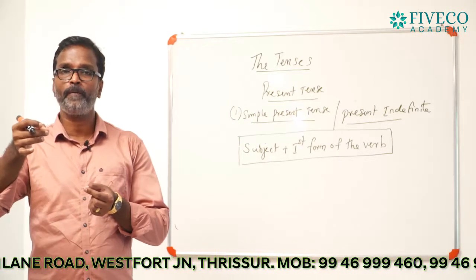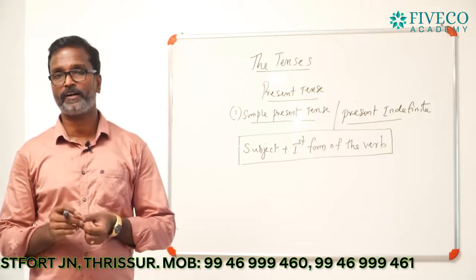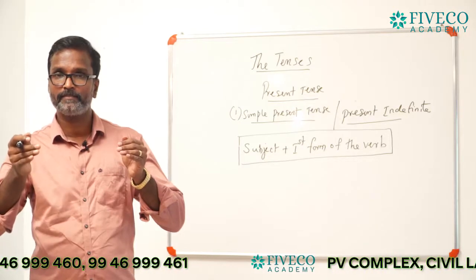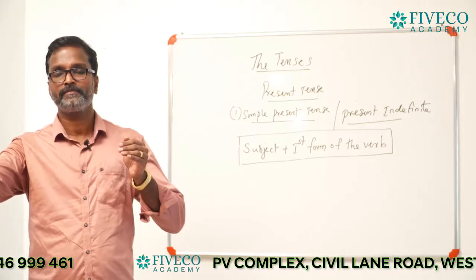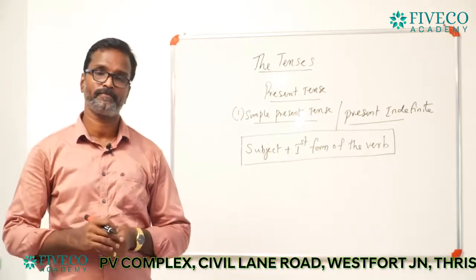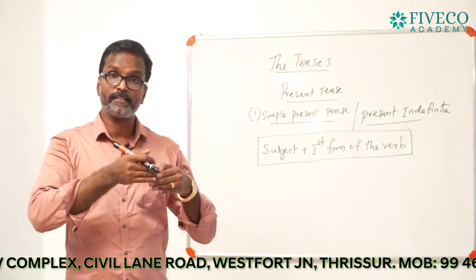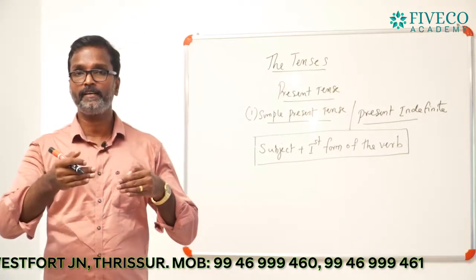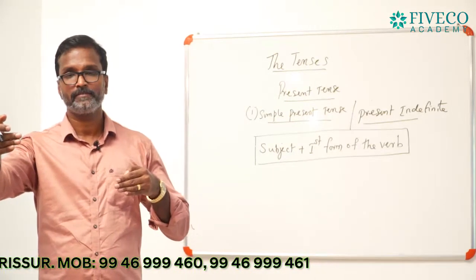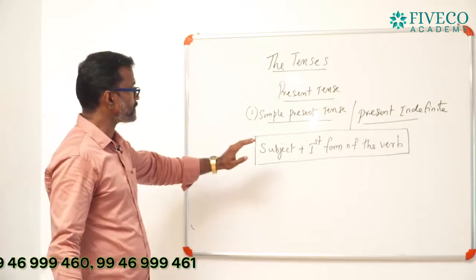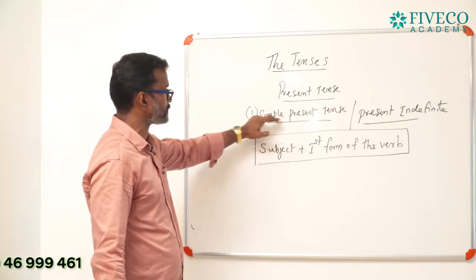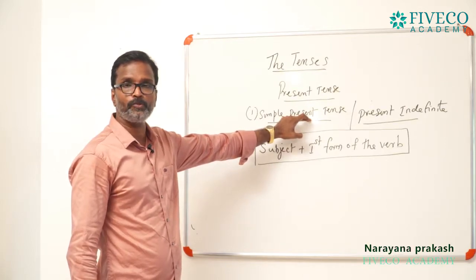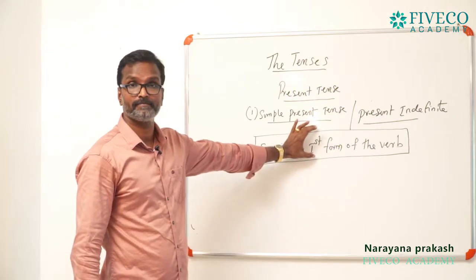For example, talk, T-A-L-K. From the verb talk, we can make talked, talked and talking. So what is the first form? Talk is the first form. Similarly, walk, W-A-L-K. From the verb walk, we can make walked, walked and walking. So remember, while you write sentences in simple present tense, you have to strictly follow this formula.